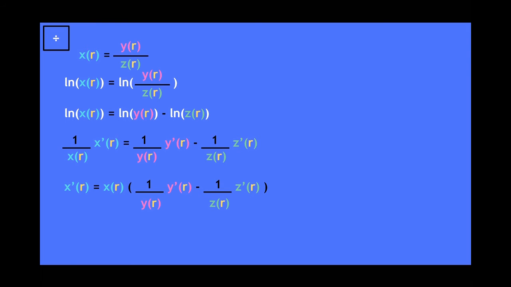So we're going to have x prime of r on the left side equal to x of r times 1 over y of r times y prime of r minus 1 over z of r times z prime of r. Then, just like last time, let's replace our x of r function with what it's equal to, which is going to leave us with x prime of r is equal to y of r over z of r times 1 over y of r times y prime of r minus 1 over z of r times z prime of r.